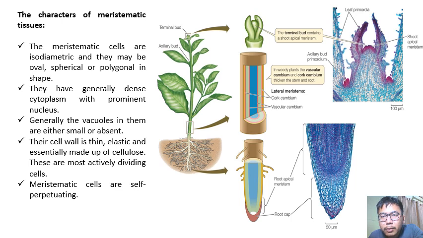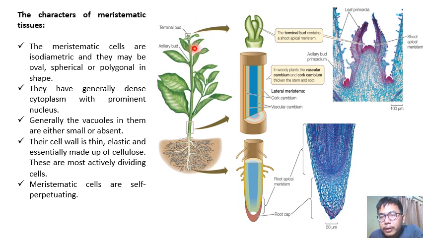Meristematic tissues will be present at the shoot apical meristem, lateral meristem, and root apical meristem. This shoot apical meristem will be present at the tip of the shoot. That is, the terminal buds contain a shoot apical meristem, because the plants need to grow upward.